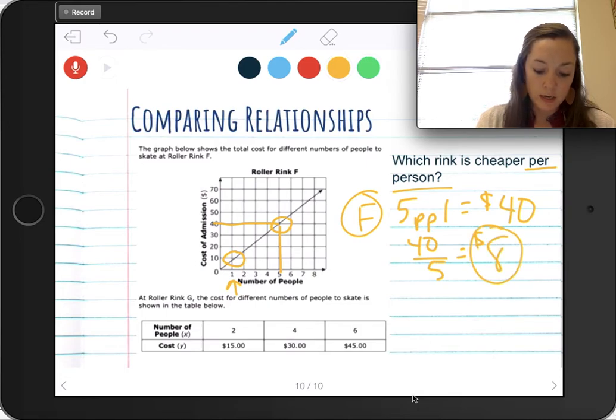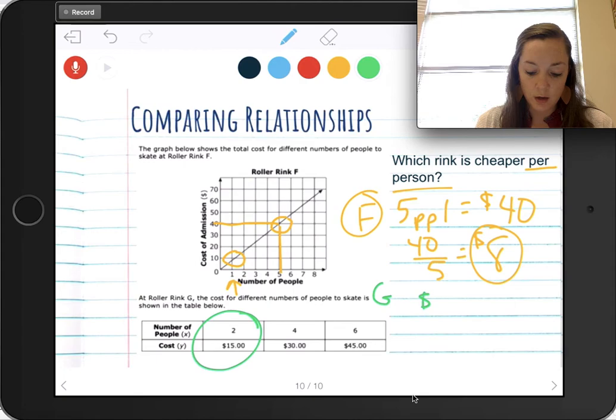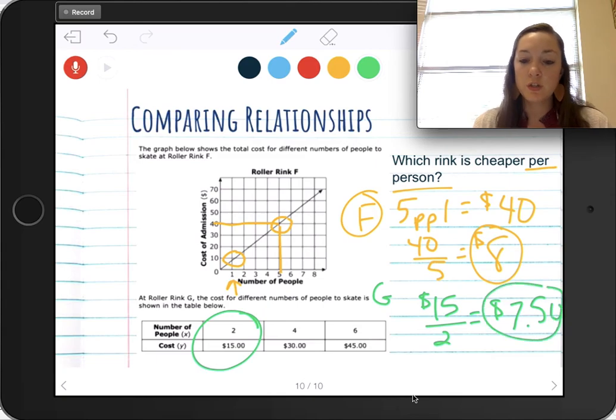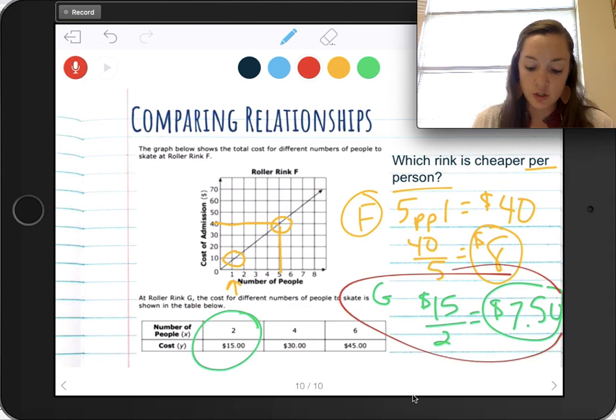If I'm going to look at roller rink G, 2 people is $15. So if I divide the cost, 15, by 2, that gives me $7.50. So which one's cheaper, G or F? G. So we're going to say roller rink G is cheaper, and it's 50 cents cheaper.